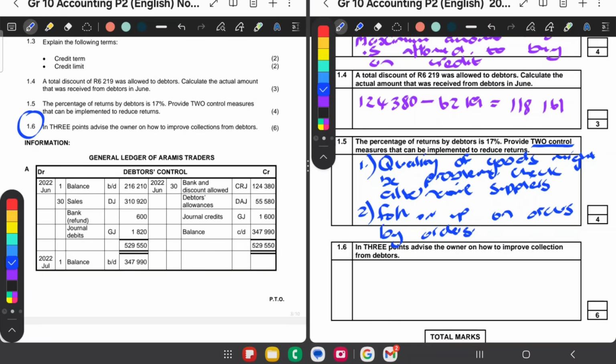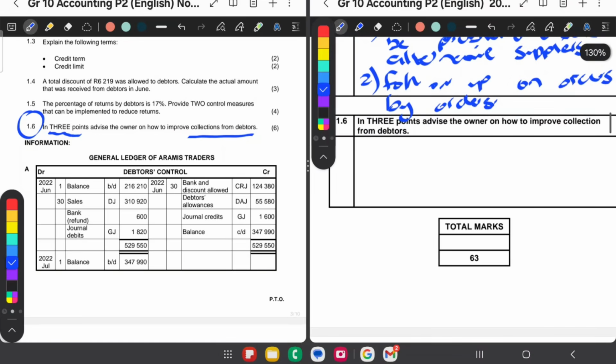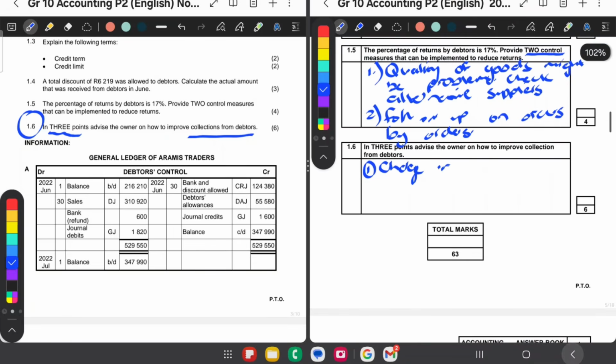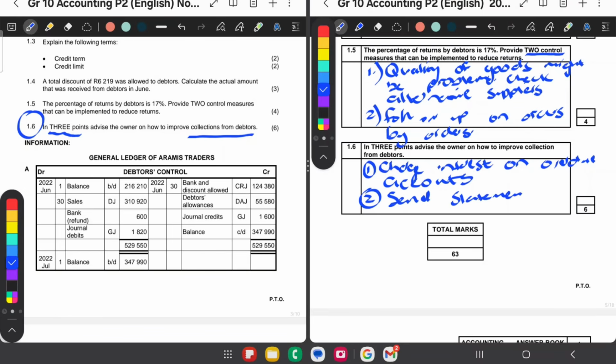Let's look at the last question for 6 marks. In 3 points, advise the owner on how to improve collection from debtors. So how can you make sure that your debtors pay you on time or improve the collection rate? Okay, so you can charge interest. So we charge interest on overdue accounts. Number 2, we can send reminders. So you can send a statement, like when you pay your school fees, or an SMS or any other reminders to pay, because sometimes customers forget.